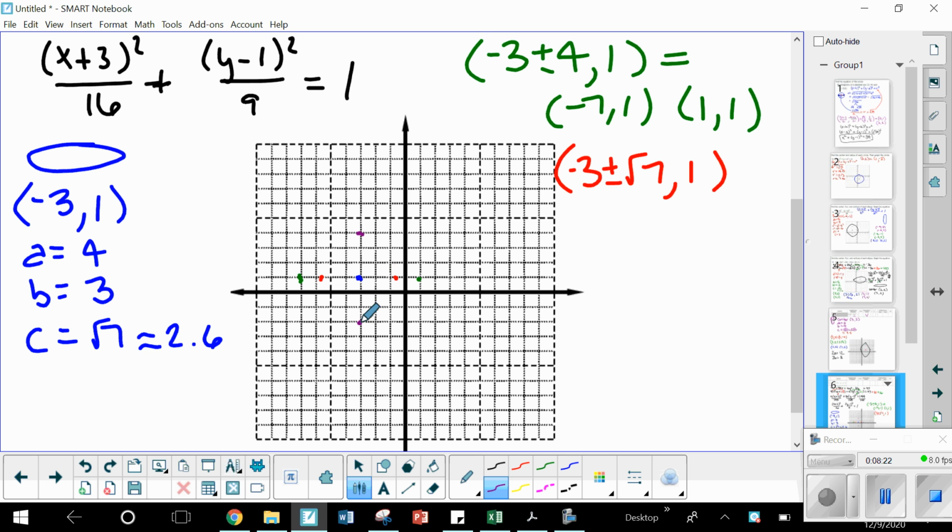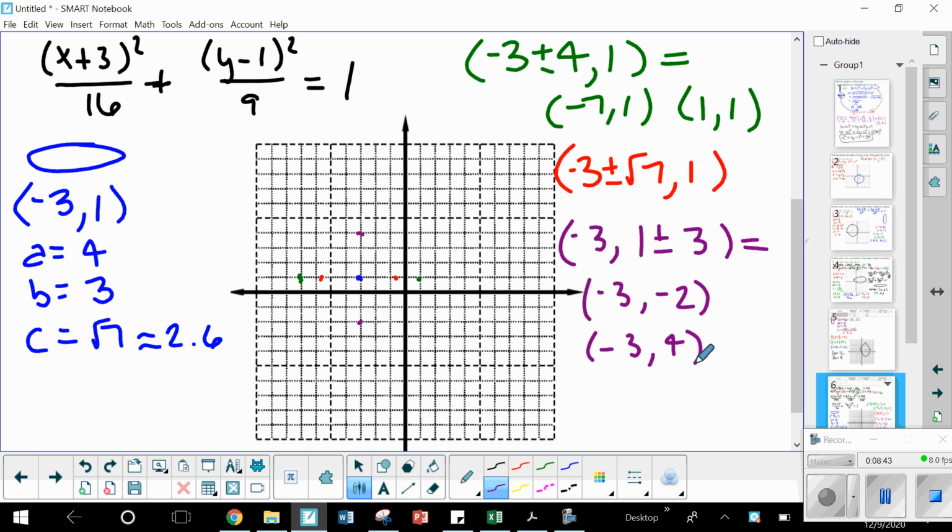And again, when we move up and down, we change the y value. So we're going to do negative 3, comma 1, plus or minus our b value, which is 3. And then we always want to clean that up if we can. So we get a negative 3, and then 1 minus 3 is a negative 2. And then the second point, 1 plus 3 gives me 4. Those are your co-vertices right there. And then plot your points to get your ellipse.